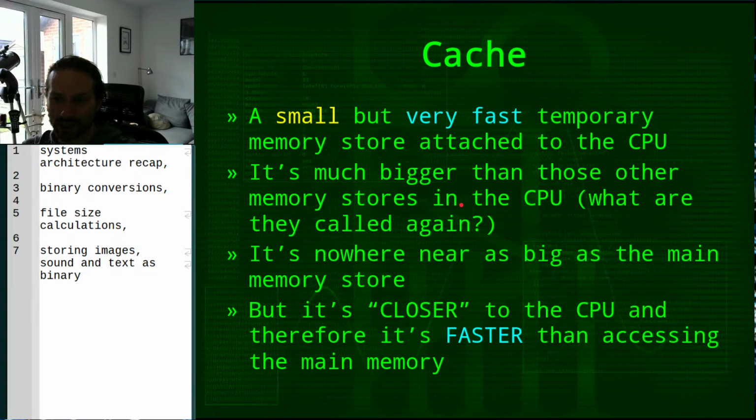Okay. In addition, cache usually uses a special type of memory called static RAM, which in itself is a lot faster to access than the dynamic RAM, but there's advantages and disadvantages. However, cache is expensive. Because cache is expensive, we tend not to have too much of it.